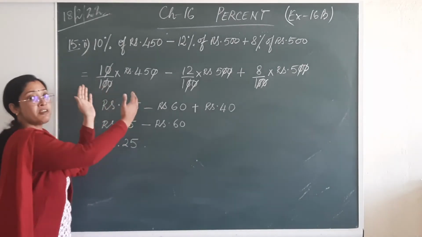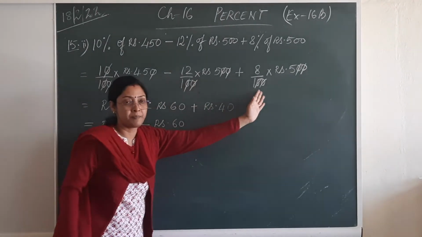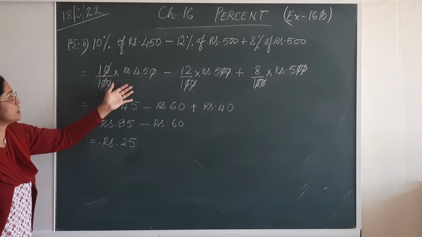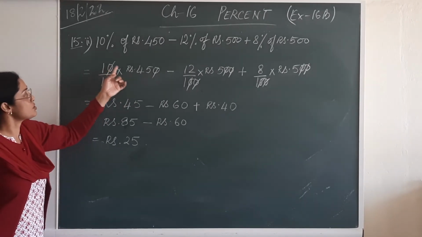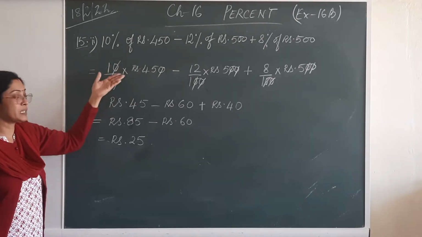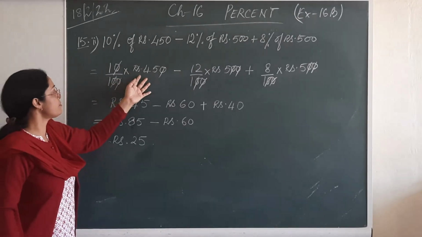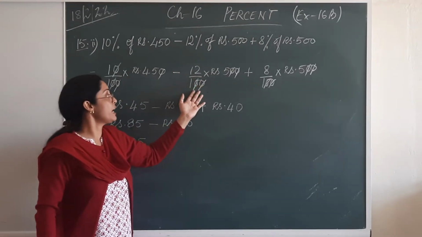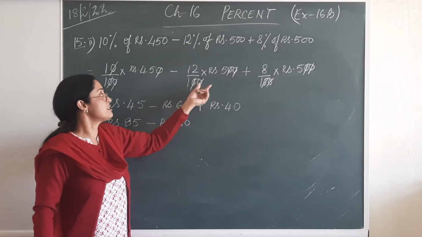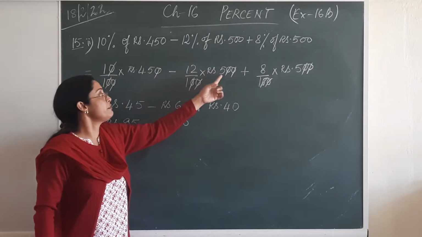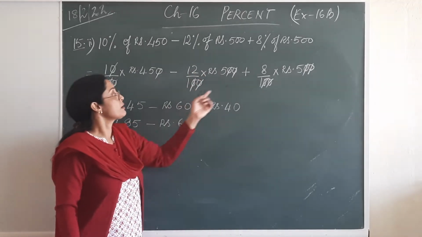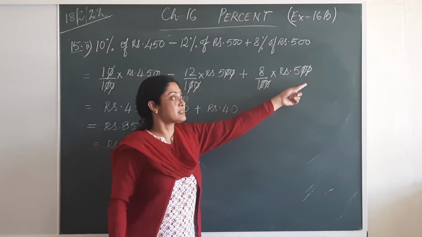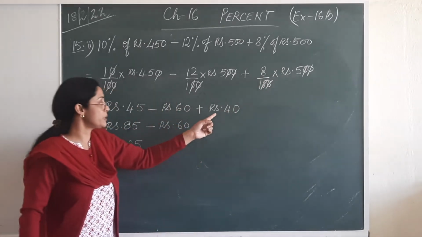Now you have to find out the values for each part over here. So first let us find out the value of 10% of 450. There are two zeros which you can cancel in the numerator as well as the denominator. So what is remaining? Rupees 45 is remaining. Minus 12 by 100 into rupees 500. The zeros cancel out over here. You get 12 into 5 as rupees 60, plus 8 by 100 into rupees 500. The two zeros will cancel and 8 into 5 will give you rupees 40.